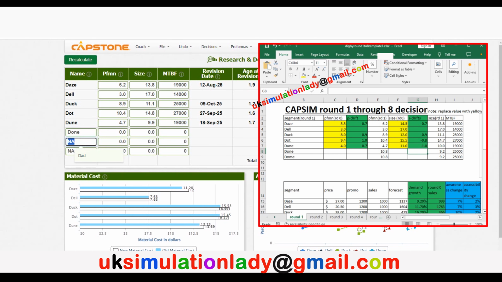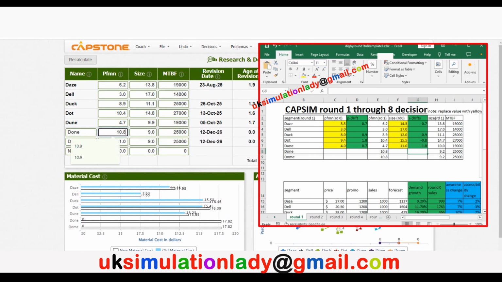The strategy behind this is simple. The original high-end product will eventually transition into the traditional segment after Capsim Round 4. Without new high-end products, we risk losing market share in that segment. For both Done and Dome, set the performance at 10.8 and size at 9.2. For MTBF, give each 25,000.